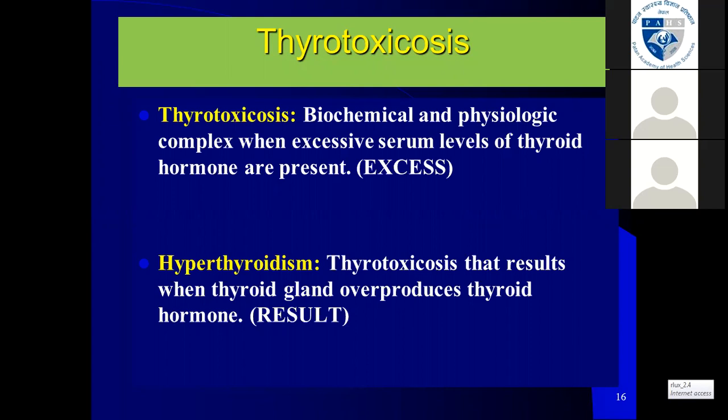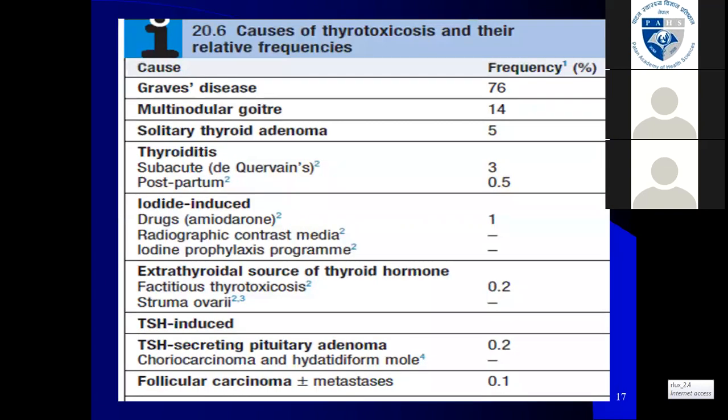But in hyperthyroidism, it results when the thyroid gland overproduces thyroid hormone. It means this is the result after the overproduction of the thyroid hormones. There might be different causes of thyrotoxicosis.